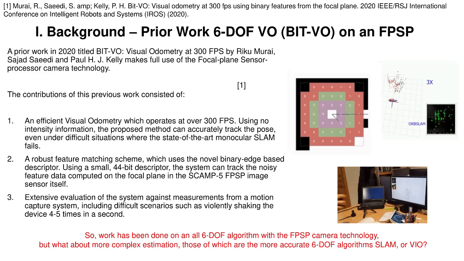This was a prior work known as BIT-VIO, where here are some contributions. It was able to track at 300 FPS and outperform state-of-the-art monocular SLAM. You can see here there was a robust feature matching scheme using bitwise rotations using the FPSP, and it was able to deal with hostile motions. But is there more complex state estimation on the FPSP?